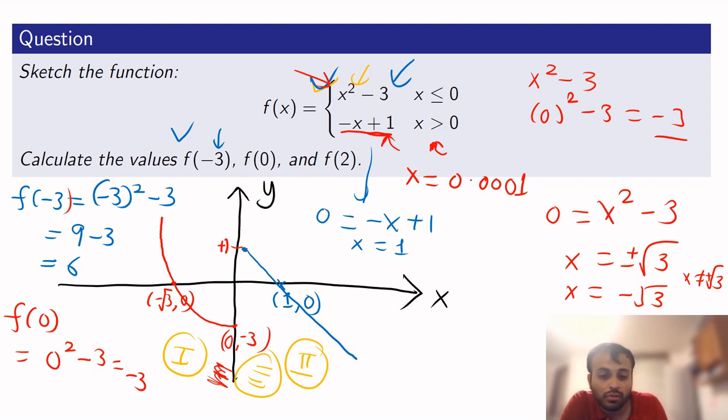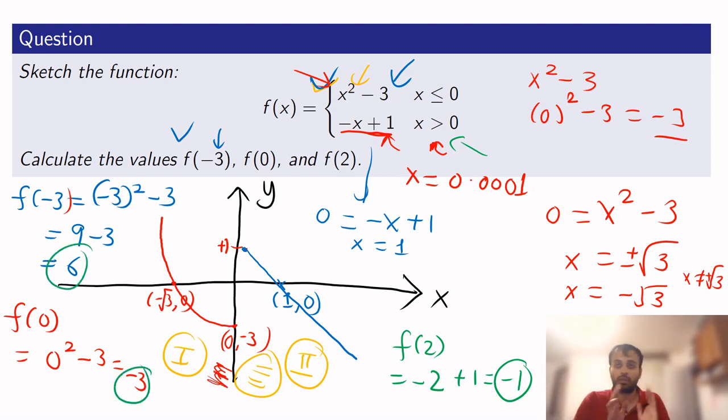Now what about f of 2? The value 2 is more than 0, so f of 2 would definitely be given by the second equation. If you plug in 2 in the second equation, what you'll get is minus 2 plus 1, which is minus 1. So these three were the solutions. The only thing worth noting is to remember where the boundary point lies. Does it lie in the first region or in the second region?